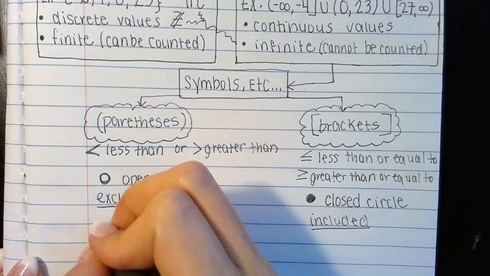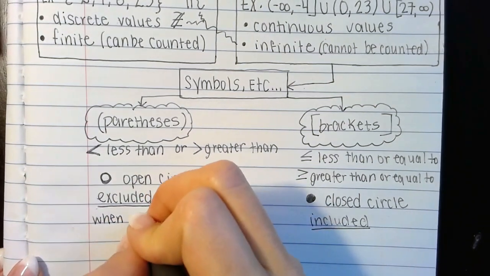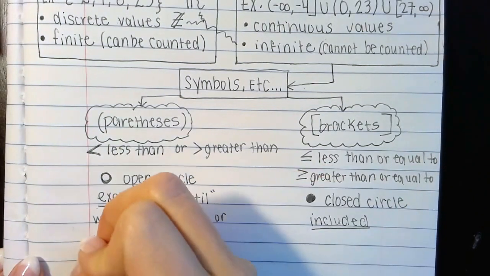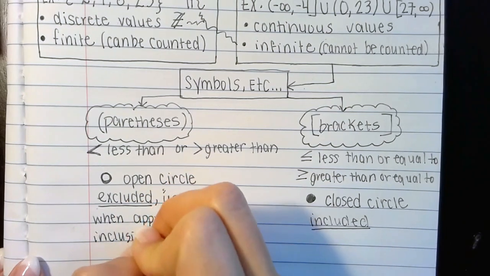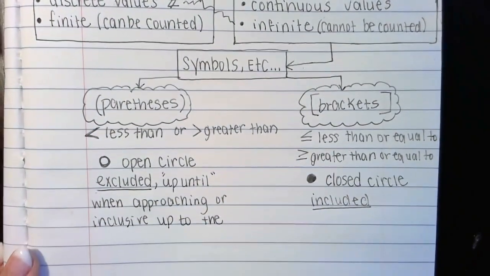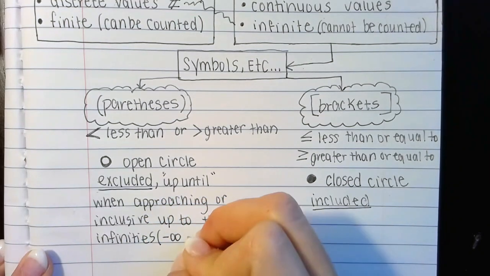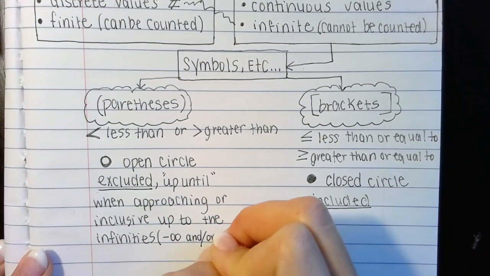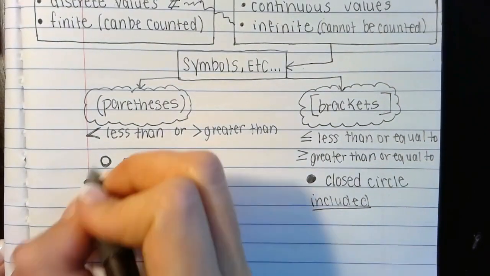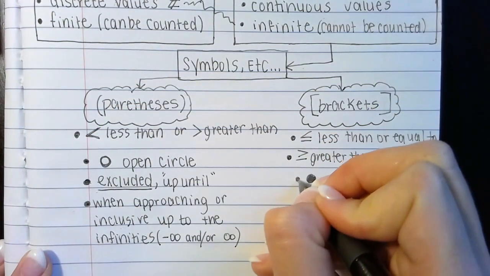When else? So now we're going to write, we can use this. Oh, this one is a special case. When approaching, I can use the word, or inclusive up to the infinities. And I'm going to even write a little more details here on infinities, which is negative infinity and/or positive infinity. I'm going to put a bullet point, okay? Bullet point for this. I know it's a little funny, but bullet point for that. Bullet point for these. Bullet point. I'll color the bullet points at the end, so it'll all be done.